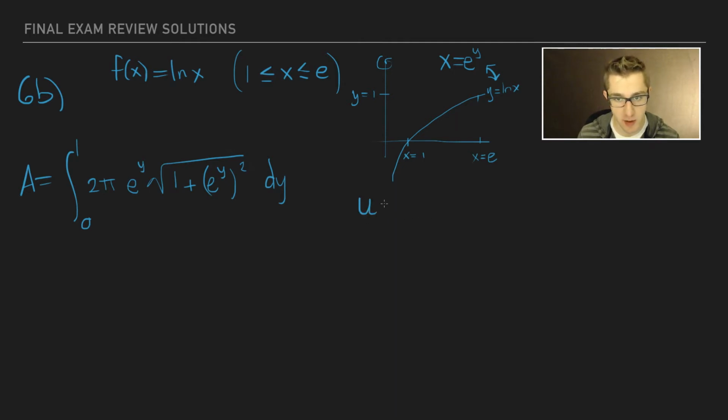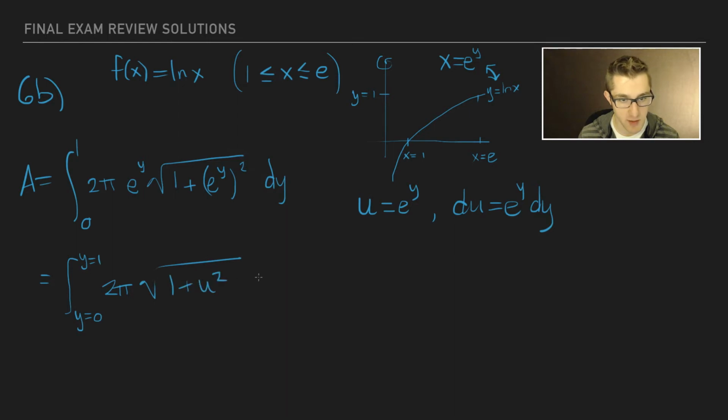First, we're going to let u be e to the y. So then du is also e to the y dy. So now we're looking at the integral, I'm going to just keep the limits as they are, y equals 0 to y equals 1. I have 2 pi times this e to the y dy is just going to become du, and I have the square root of 1 plus u squared du. To evaluate this integral, we're going to use the trig substitution. So again, we're going to use tangent, u equals tangent theta. And so du is secant squared theta d theta.